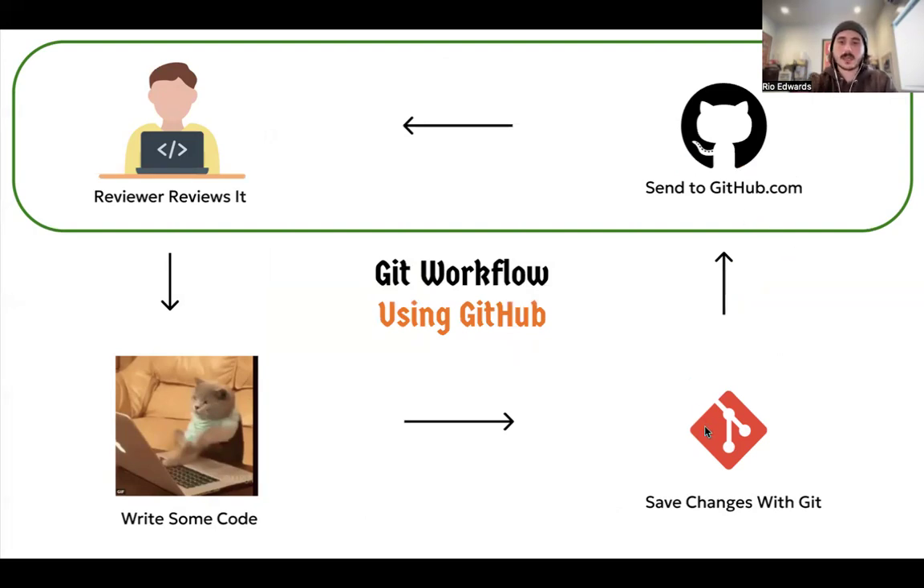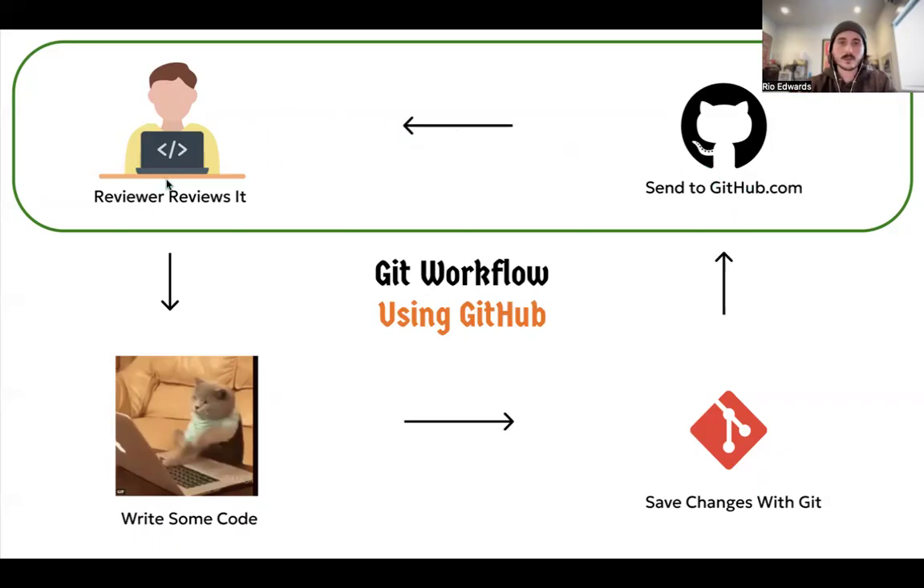You're going to say, I made some changes and I want the version of my code, the repo that's stored on GitHub, to have those updates. So write some code, make a new commit, which is saving your changes, and then push to GitHub.